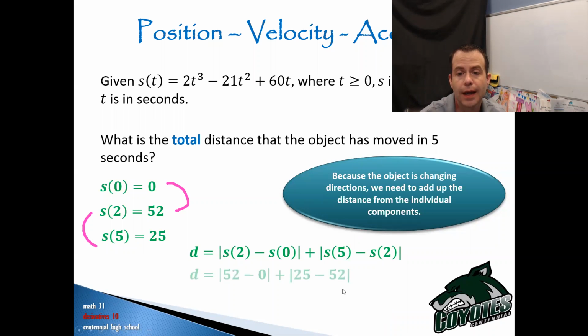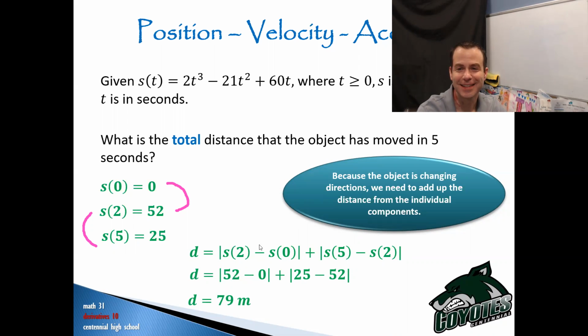And then that gives me 77, or 79, sorry. My math was a little off. So 52 minus 0 is 52, and 25 minus 52 is 27. So last I looked, 52 and 27 is 79. Don't know where the 77 came from, sorry.